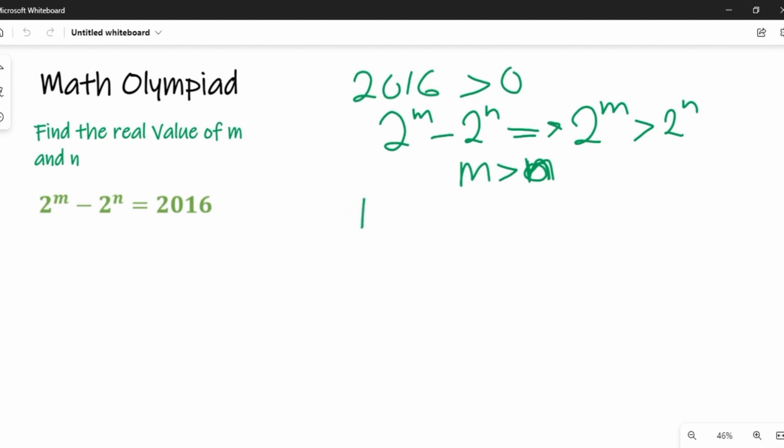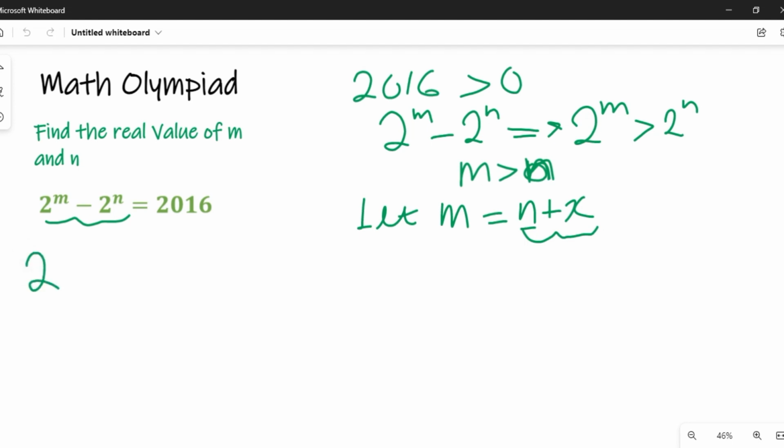So if m is greater than n, that simply tells us that we can let our m be equal to n plus a value x, because m is greater than n. Wherever we see m, we can simply replace it with n plus x. Now, let's go back to the main equation and simplify.